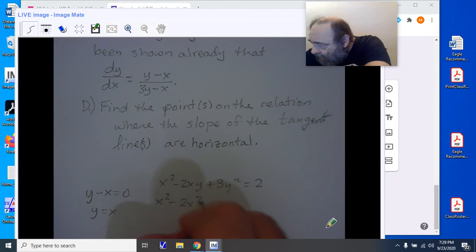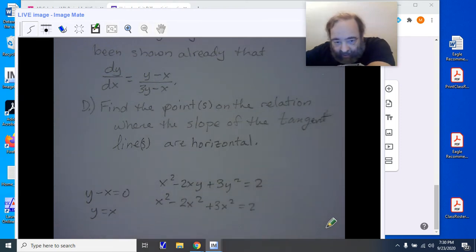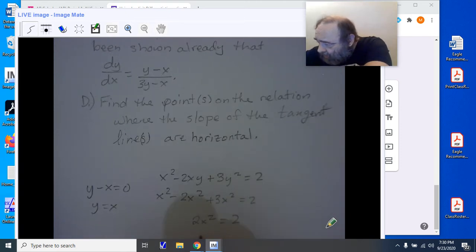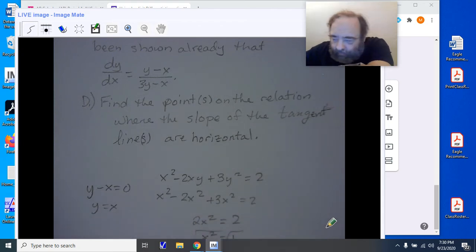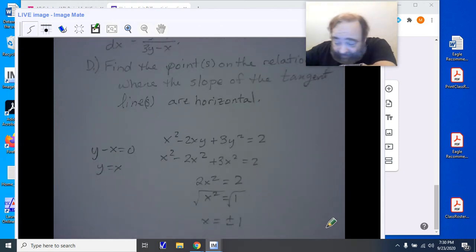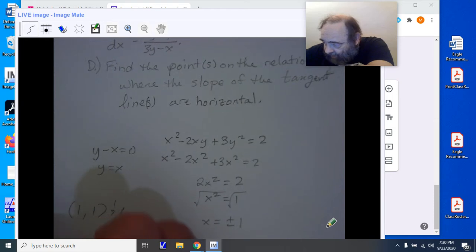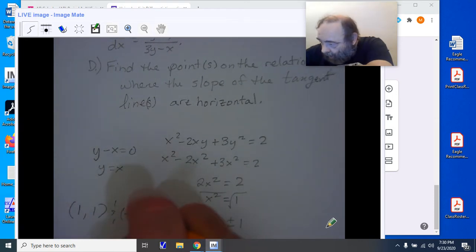When I do, I get x squared minus 2x squared plus 3x squared equals 2. Now I can easily add these together and find that I'm looking at 2x squared. If 2x squared is equal to 2, x squared equals 1. I take the square root and I get two values: x equals positive or negative 1. Because x and y are equal, if x is 1, so is y, and if x is negative 1, so is y.